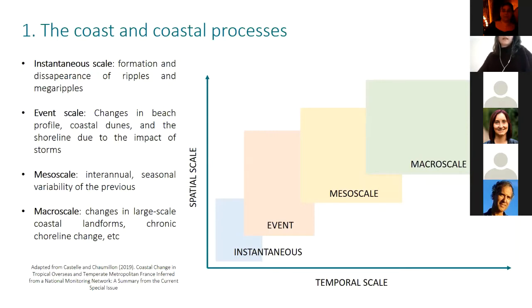At the event scale, we would see changes in the beach profile or the coastal dunes and the shoreline that result from the impact of storms of different magnitude. The mesoscale relates to the interannual or seasonal variability in the coastal dunes, the beach, or the shoreline. And finally, the macro scale could imply changes in large-scale coastal landforms, such as, for example, barrier islands or sandy spits.